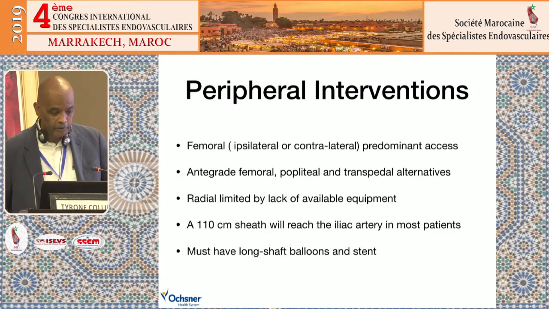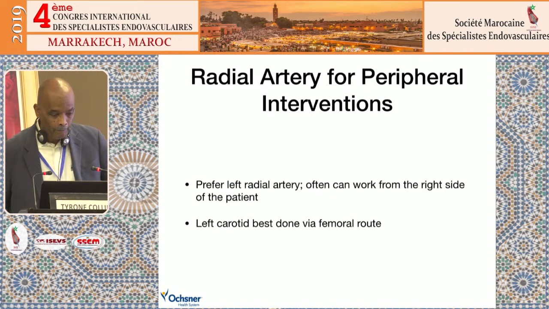So a 110 centimeter sheath will reach the iliac artery in most patients, but you can't really go much further than that. You also have to have the balloons and stents that are compatible with these longer devices. So it means that you have to have a very extensive inventory if you're going to do peripheral interventions from radial access. We prefer the left radial artery because it seems to be a shorter distance and you don't have to cross all of the arch vessels when you work from the left radial artery.